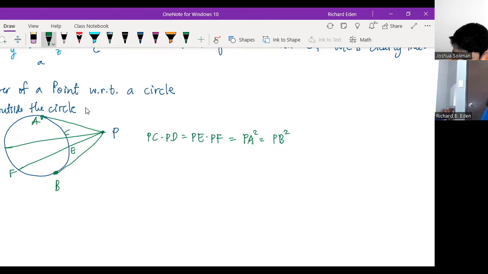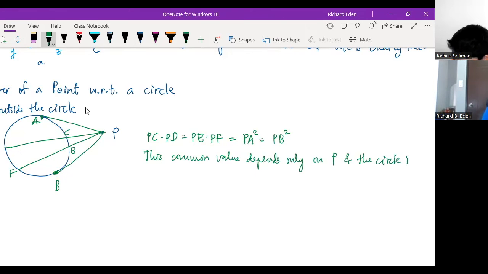Now observe that this common value, whatever it is, depends only on P and the circle itself. By that, I mean it doesn't really matter where C and D are on the circle, or where E and F are on the circle. But of course, P, E, and F still have to be collinear. As soon as that is guaranteed, PE times PF will share the common value given by the expressions I've written above. We call this common value the power of P.